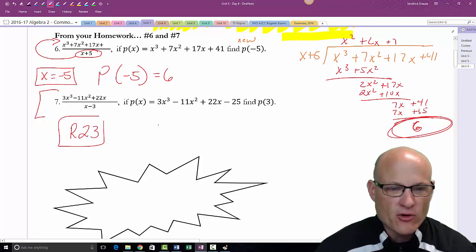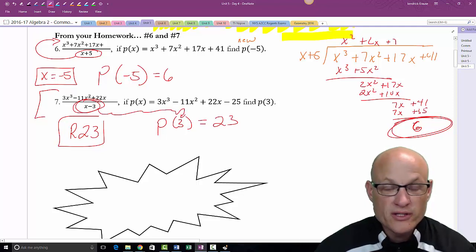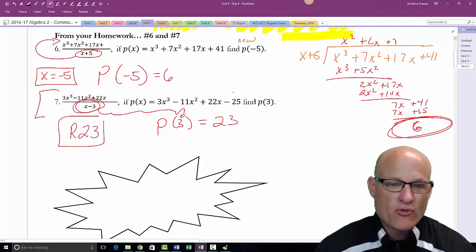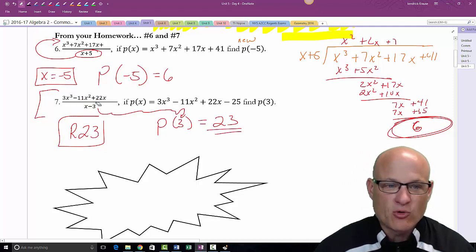So therefore, P of 3 is equal to 23. Now notice, not negative 3. It's the opposite of this. It's kind of like the root, if it was a root. So P of 3 would equal 23. Let's just check that one real quick.